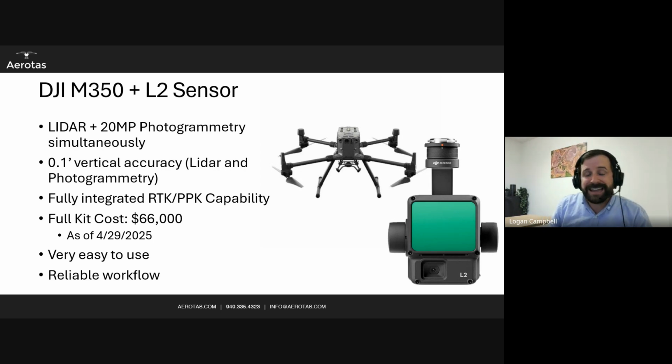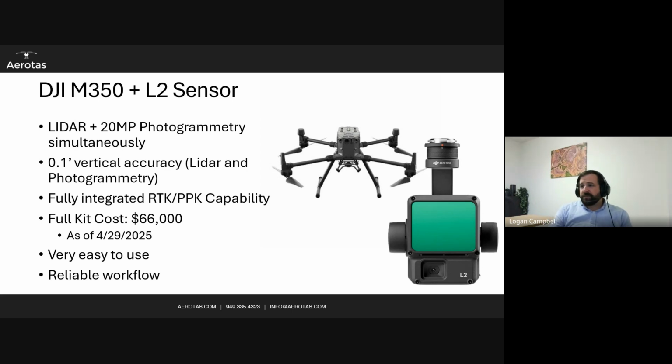And a pricing update. As of 4/29, yesterday when I updated this, though it definitely changes about daily, the full kit cost of a DJI M350 is about $66,000. As of a month ago, it was about $36,000. The tariffs have really, really hit DJI drones hard. So DJI drones are generally available right now, the M350 and the L2. They are just very, very expensive because of the tariffs. And this is as of 4/29. This could change really quickly.